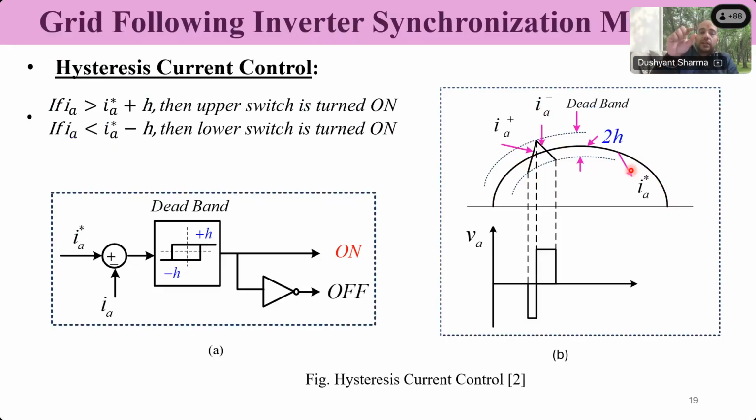In an inverter we have legs. In each leg we have two switches, the bottom switch and the top switch. Which switch will turn on depends on which direction the current is exceeding the band. Either it is exceeding above or it is exceeding below. Accordingly, you see whether the upper switch is turned on or the lower switch is turned on.